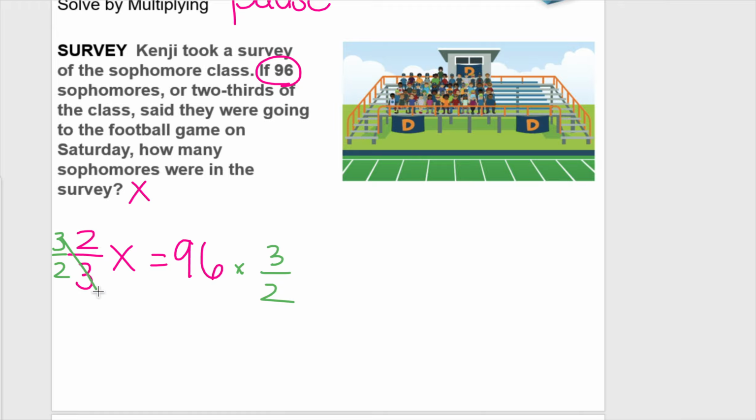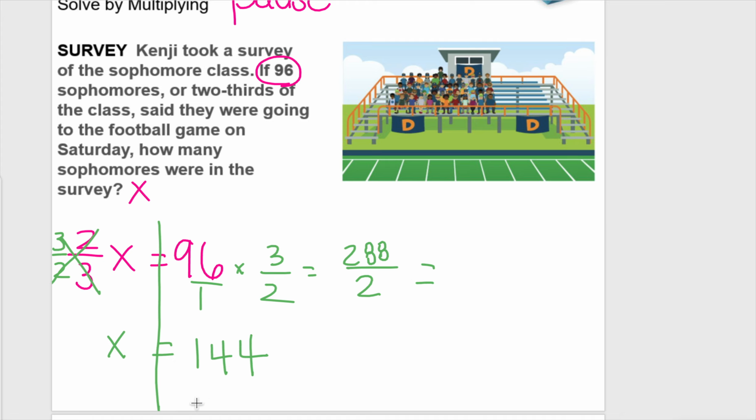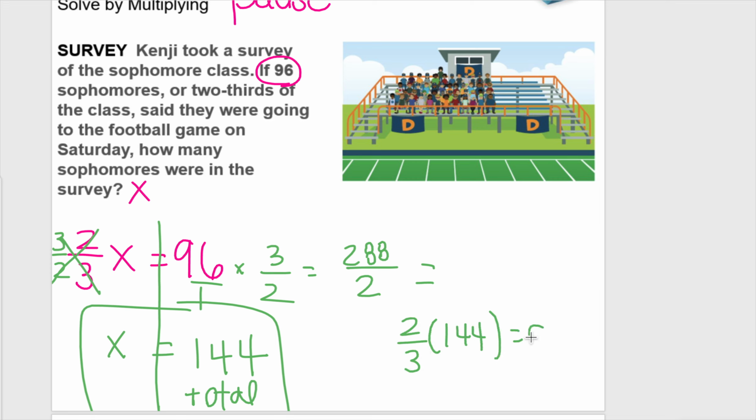3/2 times 2/3 is going to be 6/6, which is just x, because that'd be 1x. And then 96 times 3/2, that's like saying 96 times 3 over 2. We're going to get 288 on the top and 1 times 2 on the bottom. 288 divided by 2 is going to give us a grand total of 144 sophomores. Okay, again, I can double check that by plugging this back in to where I had my original question. Is 2/3 times 144 equal to 96? Yes, I would do 2 times 144, then divided by 3, I'm going to end up with 96.